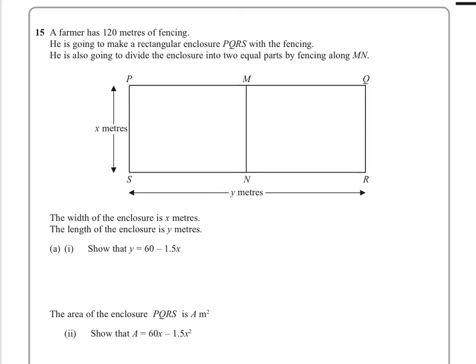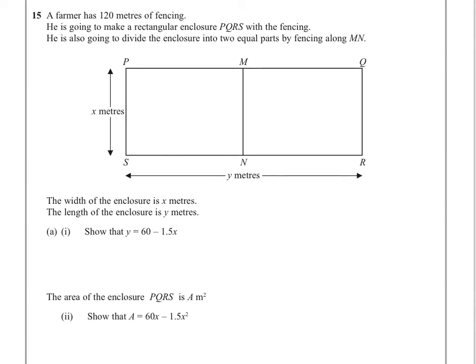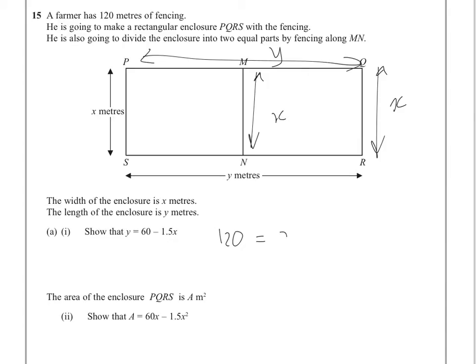So if the farmer's got 120 metres of fencing, and we know all the other dimensions of the field, x, y, then we know that 120 must equal x plus x plus x plus y plus y. Alternatively, I can rewrite this as 120 equals 3x plus 2y.